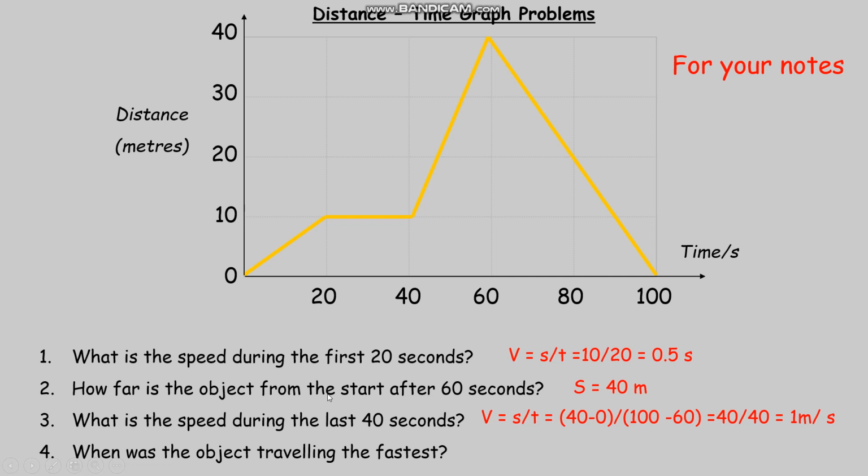And then question 4, when was the object travelling fastest? So you're looking for the steepest slope here, and hopefully you can see that that's between 40 and 60 seconds.